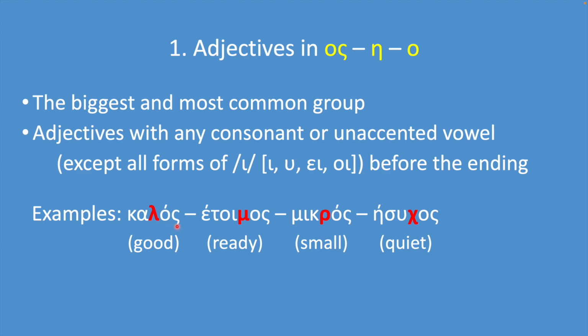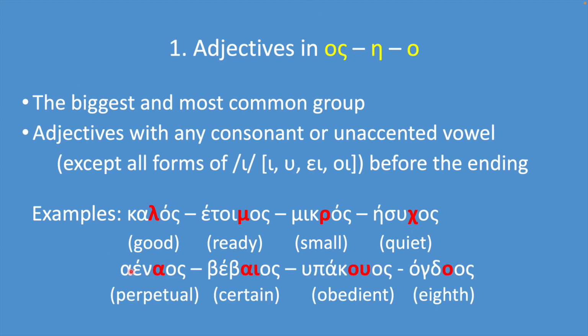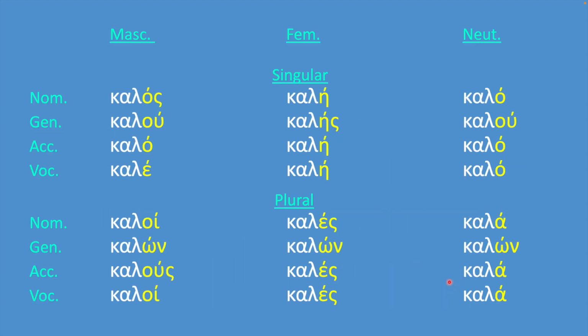Kalos. This is the ending os, and there is a consonant lambda before the ending. Έτοιμος, mi, a consonant. Mikros, ro, a consonant. Ήσυχος, he, a consonant. Here we have a vowel, an unaccented vowel, before the ending. Aenaos, alpha. Βέβαιος, alpha iota. Υπάκουος, omicron ypsilon. Όγδοος, omicron.